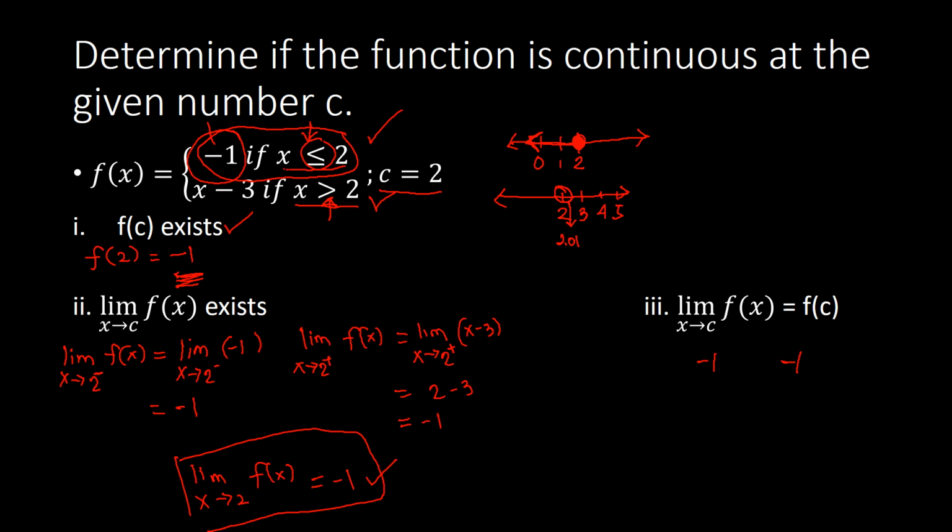Comparing the two, they are both the same, they are equal, so we can conclude here that our f of x is continuous, because all three conditions are met, at c equal to 2. So that is how we determine continuity on a piecewise function.